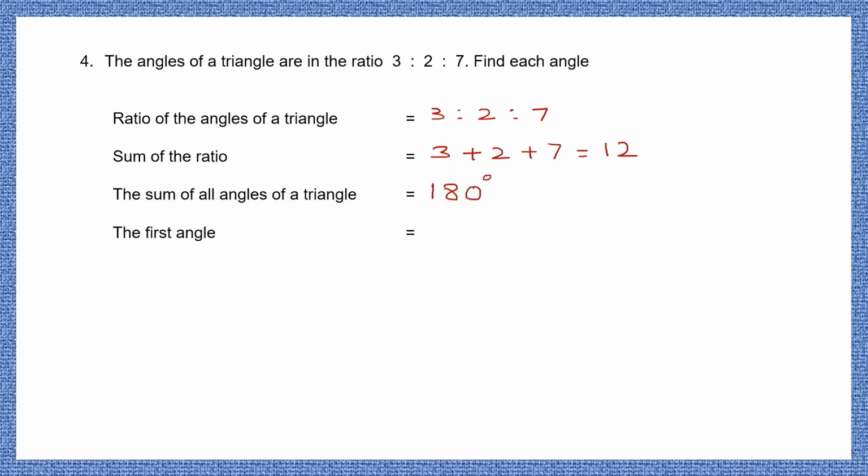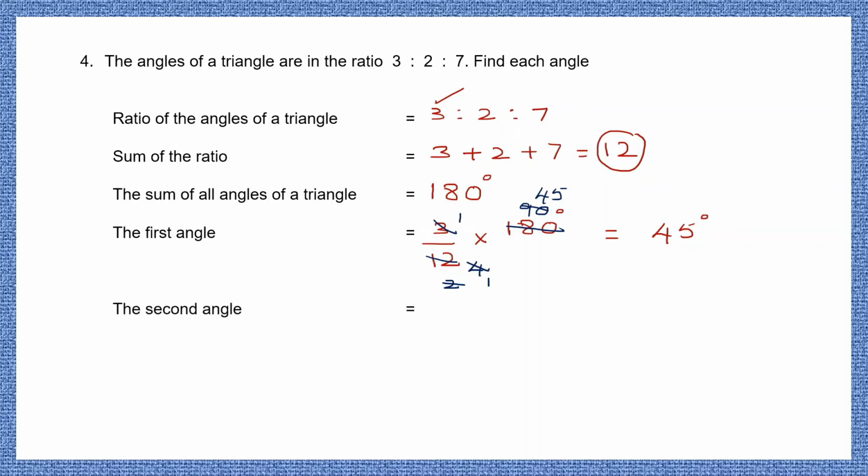So the first angle stands for 3 here. So 3 divided by the sum of the ratios, which is 12, into the sum of all angles of a triangle, which is 180 degrees. Now let's cancel whatever we can. Now we can cancel 3 and 12. 3 ones are 3, 3 fours are 12. I can cancel 4 and 180 by 2. 2 twos are 4, 2 nines are 18, 90. I can cancel 2 and 90 by 2 itself. 2 ones are 2 and 2 into 45. So the first angle we found the value is 45 degrees.